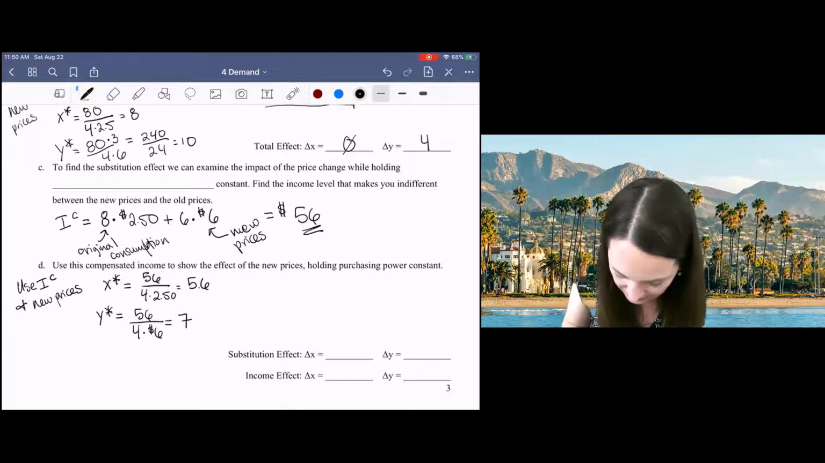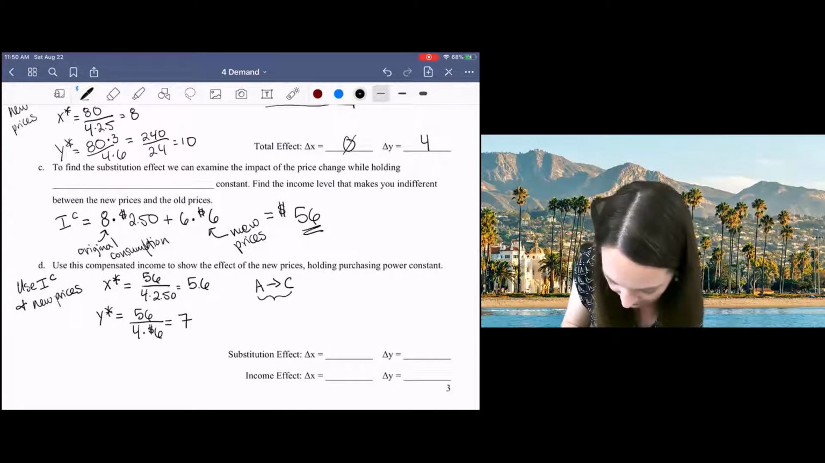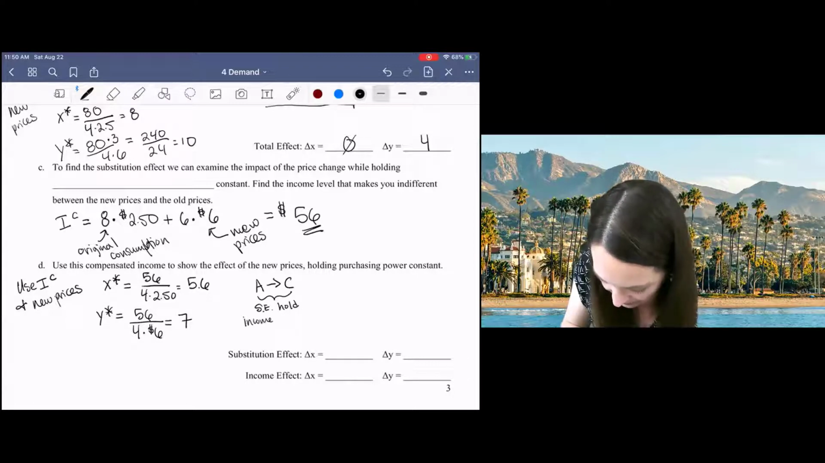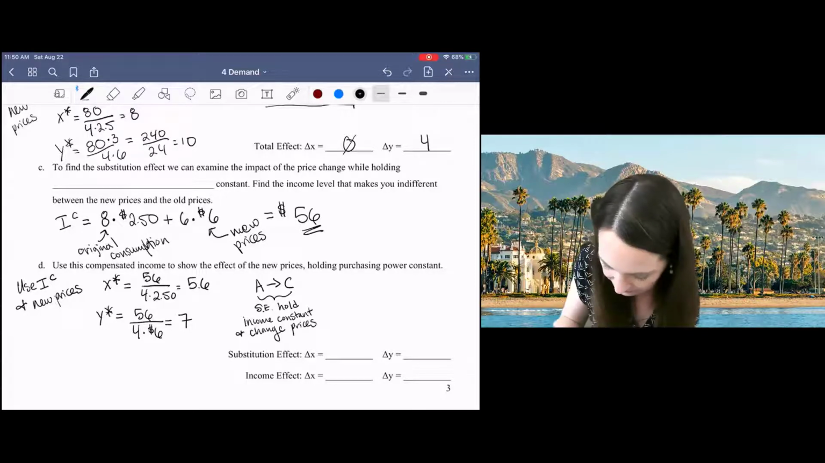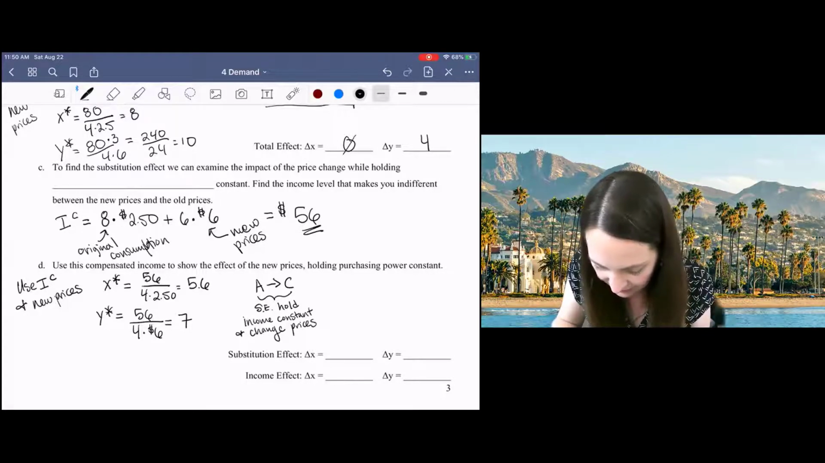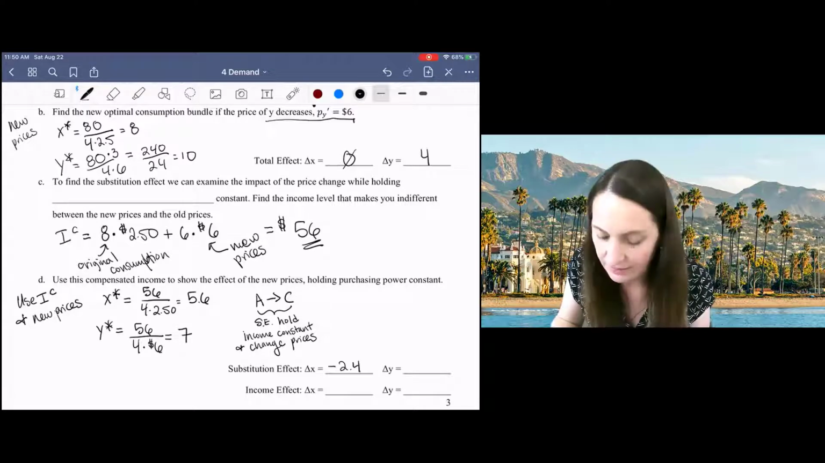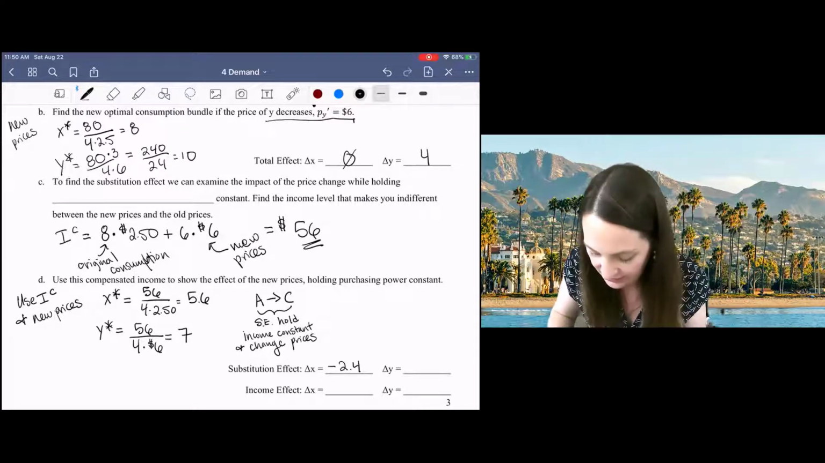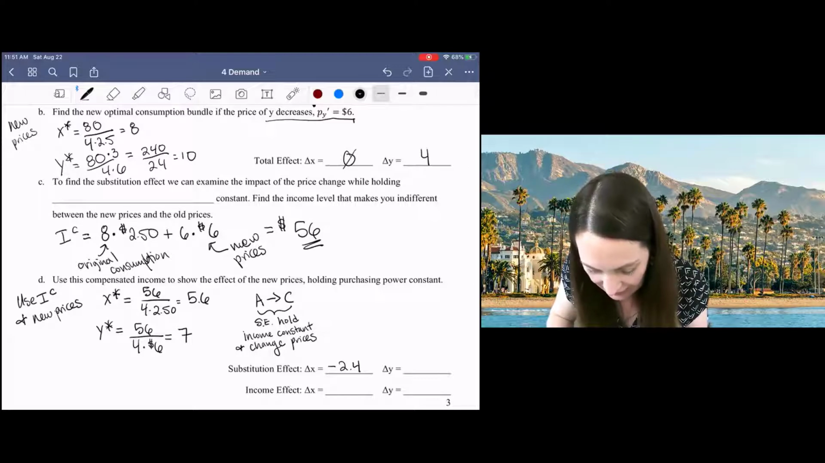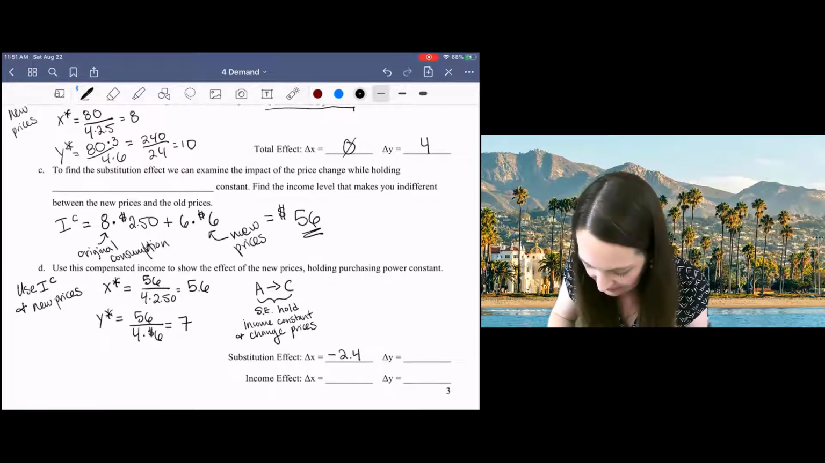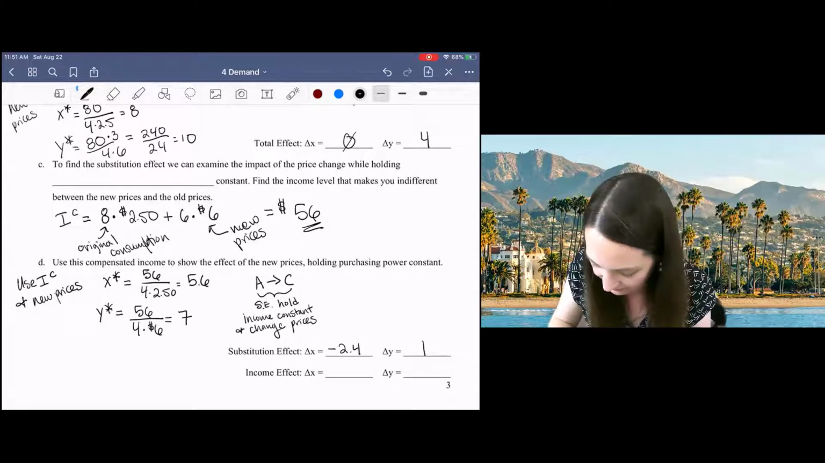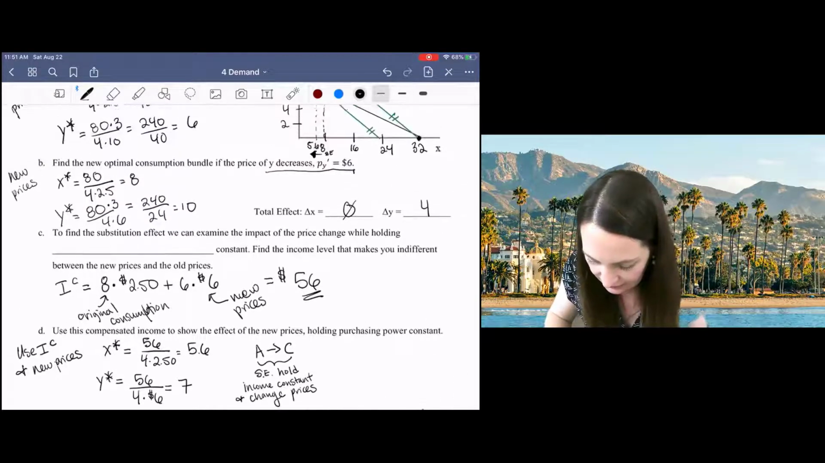Substitution effect is where I hold income constant, or purchasing power constant, and change prices. And I can see that my consumption of X has dropped from 8 to 5.6, so it's fallen by almost 2.5 units. My consumption of Y has increased from 6 to 7, so it increased 1 unit.